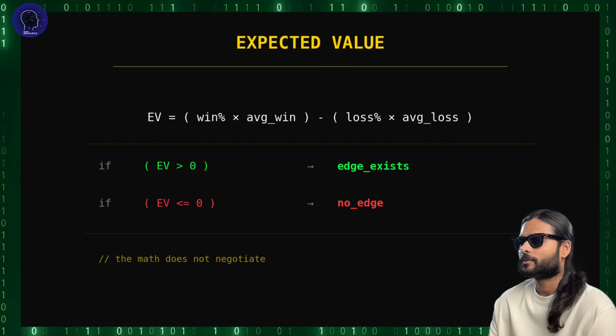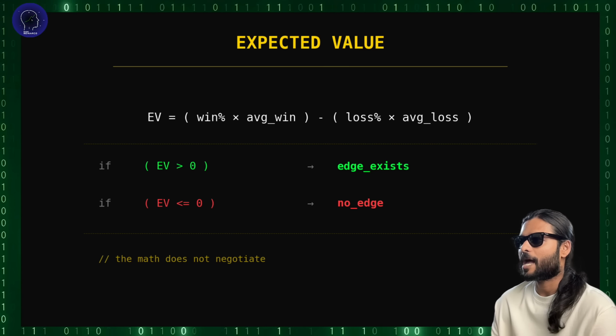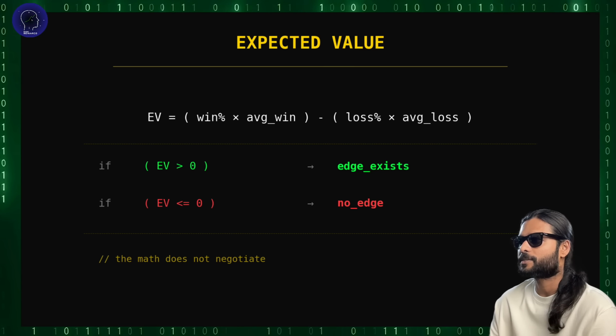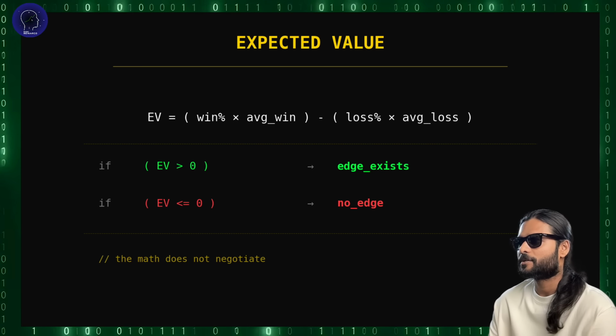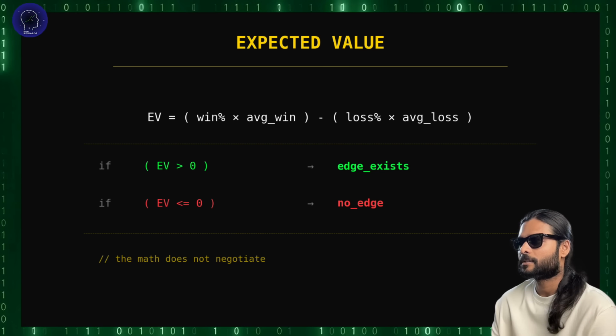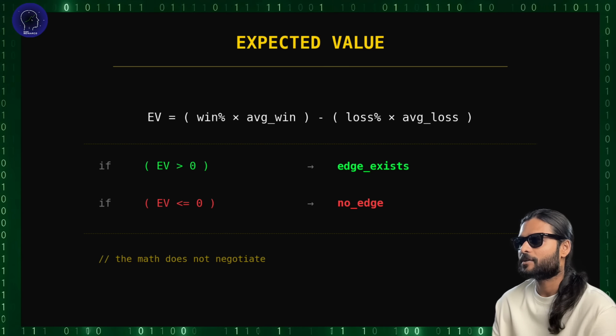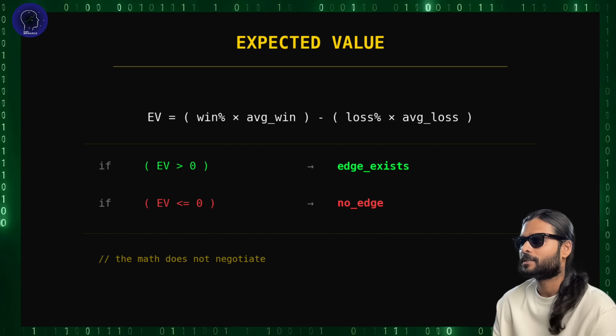Expected value from video 3 connects directly here. The formula: win percentage times average win minus loss percentage times average loss. When that number is positive, an edge exists. When it is 0 or negative, there is no edge. The math does not negotiate.